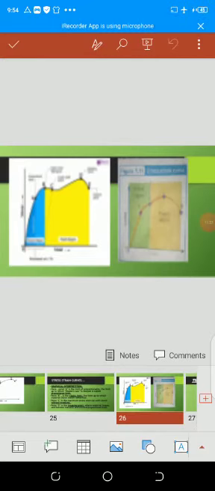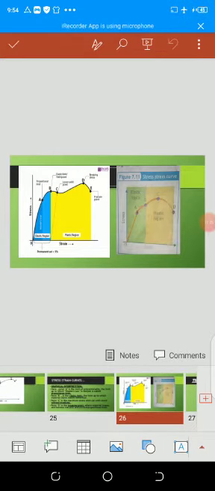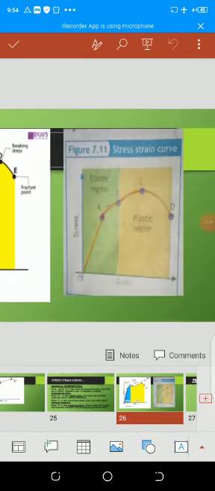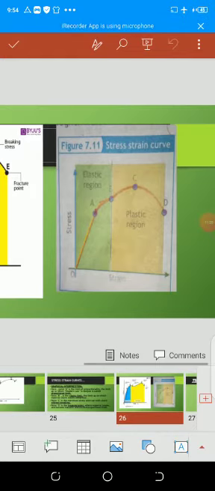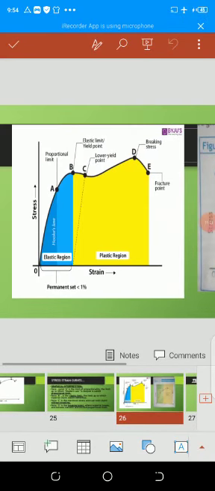Look at this diagram. This diagram is captured from your book. Proportional limit is given, then elastic limit, and then where the material breaks, and others.